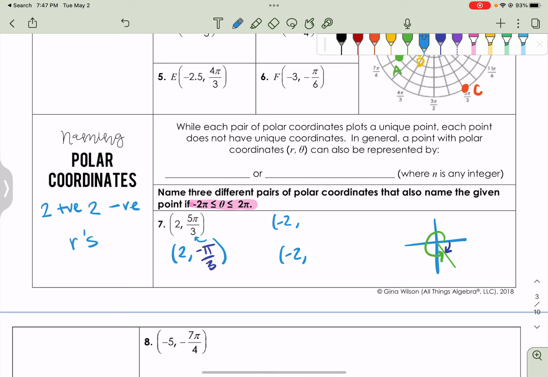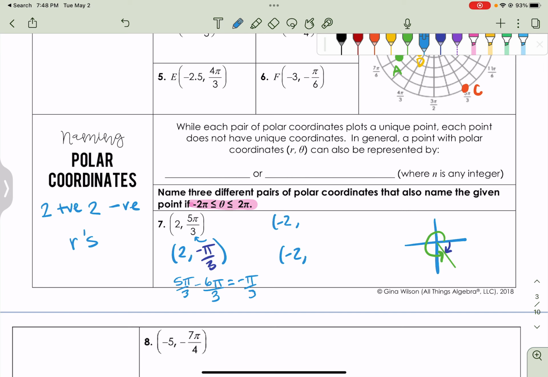Now you could have done the formula, which would be to say 5 pi over 3 minus 2 pi equals, and I can think of 2 pi as 6 pi over 3, equals negative pi over 3. And since I kept r the same, I just added or subtracted a multiple of 2 pi.